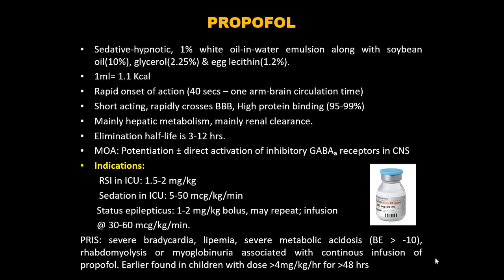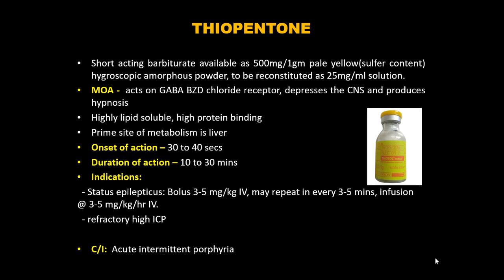Propofol related infusion syndrome was first encountered in history in children when they received more than 4 milligram per kg per hour for more than 48 hours of propofol infusion. The clinical signs include severe bradycardia as well as ventricular arrhythmias, lipemia, severe metabolic acidosis with a base deficit of more than 10, rhabdomyolysis, and the treatment is mainly conservative.